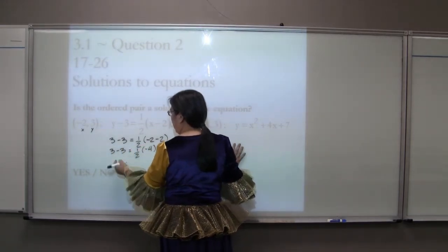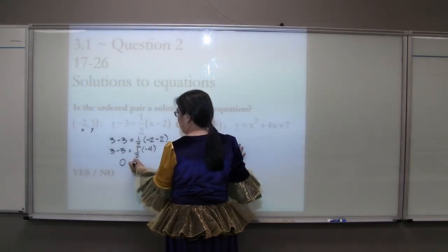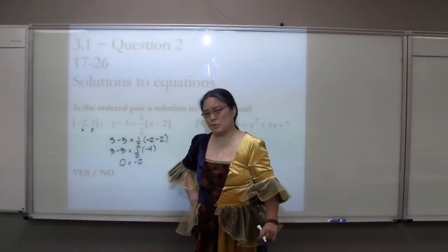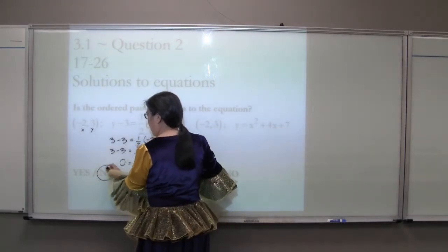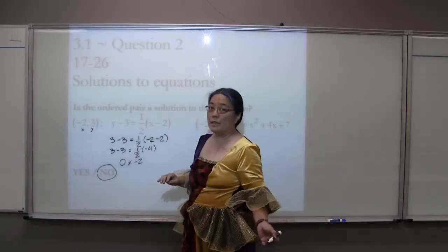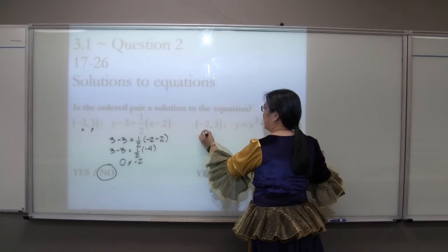And then I can do my adding and subtracting on this side, and my multiplying on this side. And I notice that 0 does not equal negative 2. So therefore, I will circle no. If it makes you happy to use the does not equal sign, you may use it, but I don't need you to use it. Over here, once again, x and y.